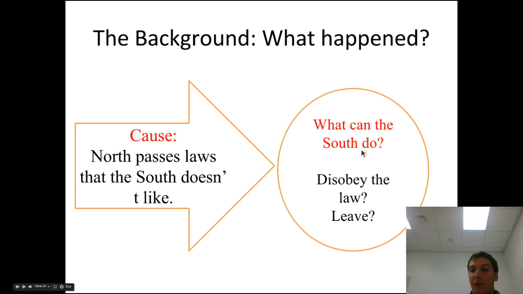And so the South really doesn't have any choice, right? What can they do? They can disobey the law, they could leave, they could just be mad. So they're kind of backed into a corner because the North is passing laws that they don't like because the North has more people than them.